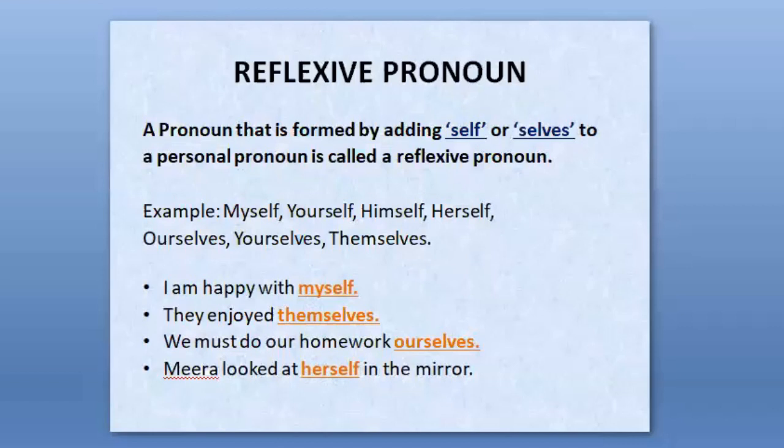Okay, for singular, we use myself, yourself, himself, and herself. And for plural, we use ourselves, yourselves, and themselves. Come on, let's quickly see the sentences. I am happy with myself. Even you will be happy with yourself, right? So I am telling about myself. That is a reflexive pronoun. The word self is showing that it's a reflexive pronoun.